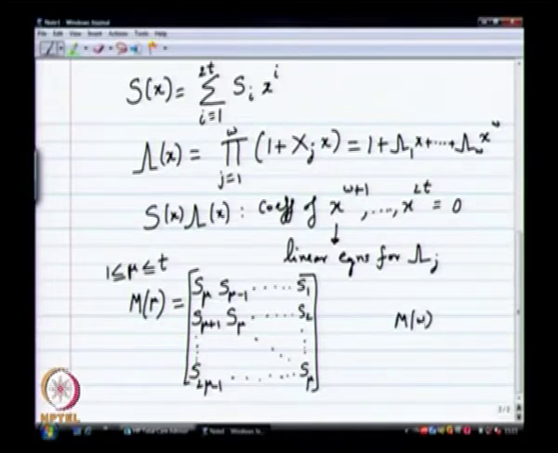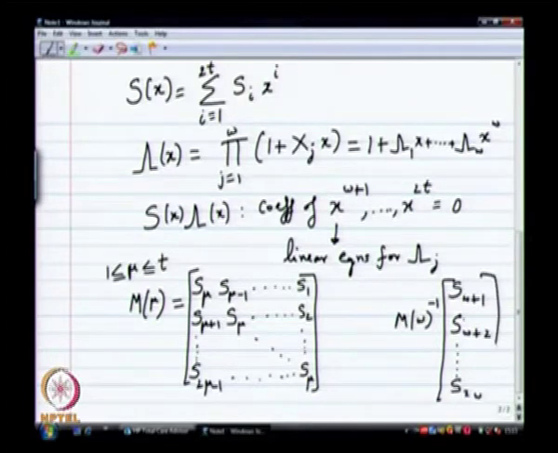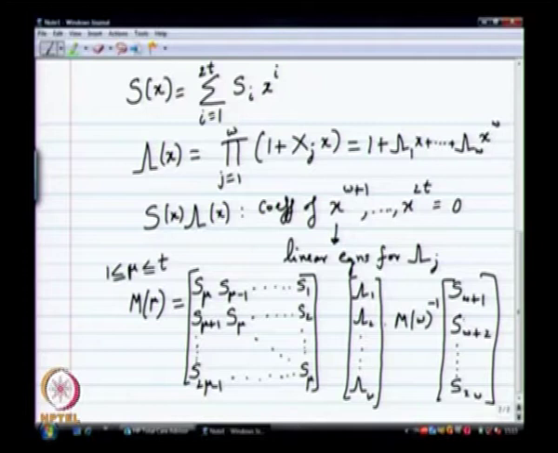M of w inverse multiplied with S w plus 1, S w plus 2 all the way till S 2 w. Am I right? This will give you lambda 1, lambda 2, lambda w. Is that okay? So, you are not done at this point, right?